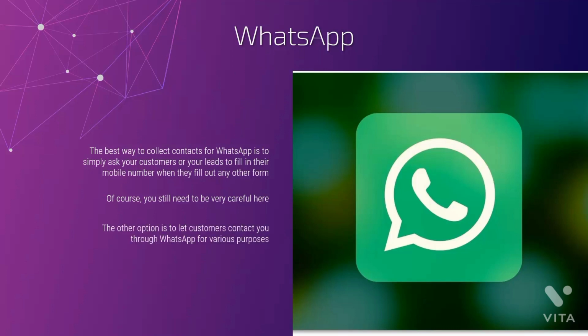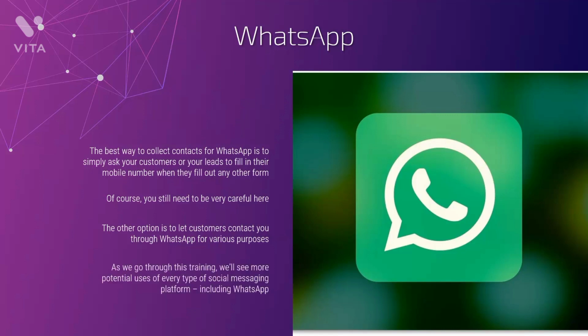The other option is to let customers contact you through WhatsApp for various purposes. This works in just the same way as providing a phone number for a customer or a client to call if they have questions, except you will handle the conversation through WhatsApp. Many people find this very reassuring, as they might be anxious of speaking in person, whereas WhatsApp lets them get answers without having to speak up or get out of their comfort zone. As we go through this training, we'll see more potential uses of every type of social messaging platform, including WhatsApp.